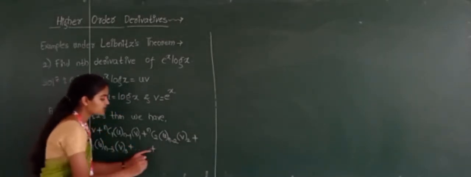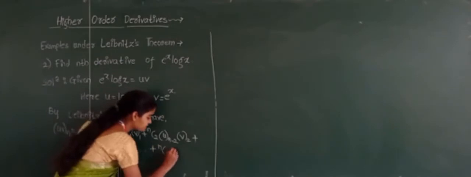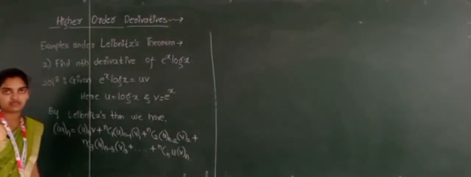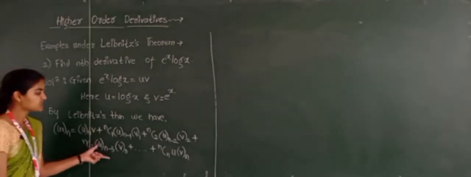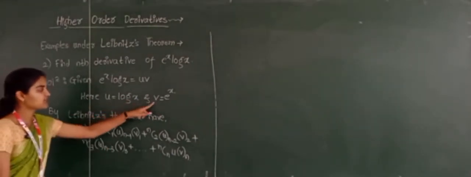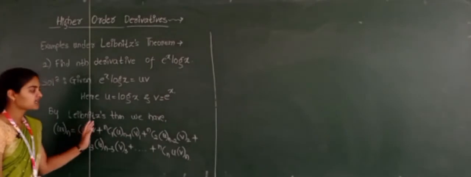What will be the last term? That is nCn u as it is and nth derivative of v we will get. So by applying this, where u is log x and v is e raised to x, let us get the solution. That is nth derivative of log x into e raised to x. So I will write it as e raised to x into log x and its nth derivative.